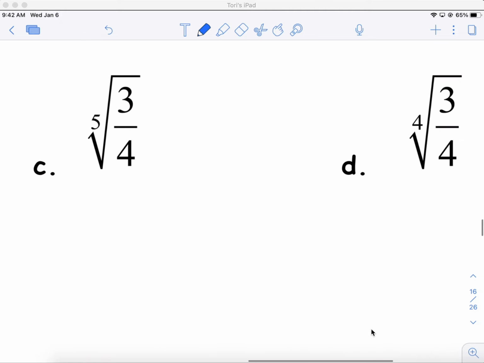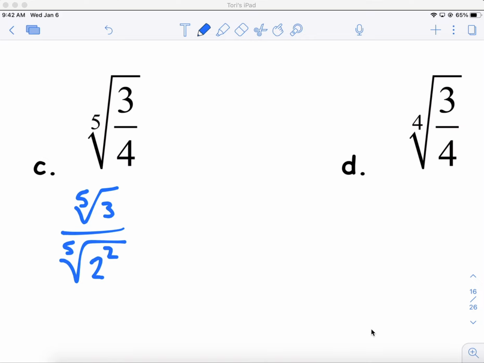All right, C, we need to separate them first. So separate gives me 5th root of 3 over 5th root of 4, but instead of writing 5th root of 4, I'm going to write that in the simplest terms. 4 is really 2 squared. So right now I have 2 2's. I need 5. So what that means is I'm going to need 3 more to get there. Always write it under itself.